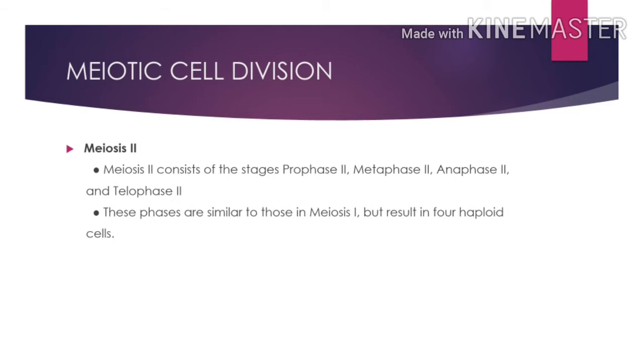Meiosis 2. Meiosis 2 consists of the stages prophase 2, metaphase 2, anaphase 2, and telophase 2. These phases are similar to those of meiosis 1, but result in 4 haploid cells.